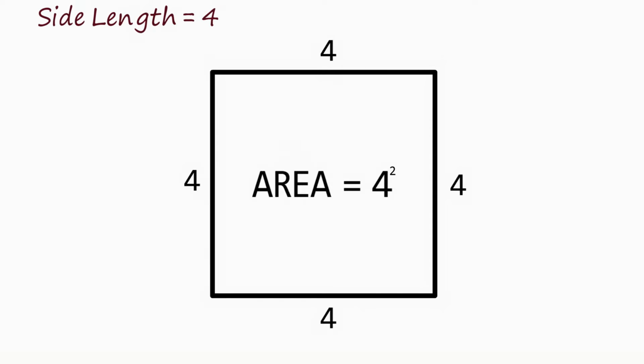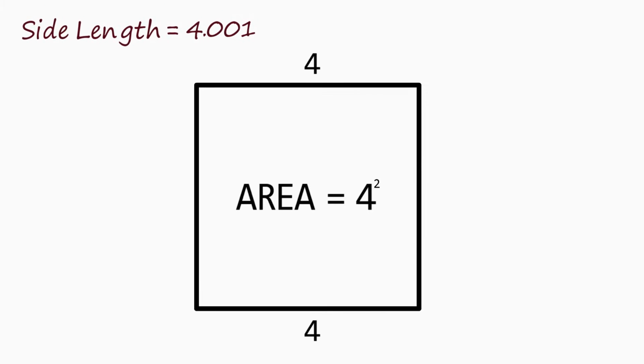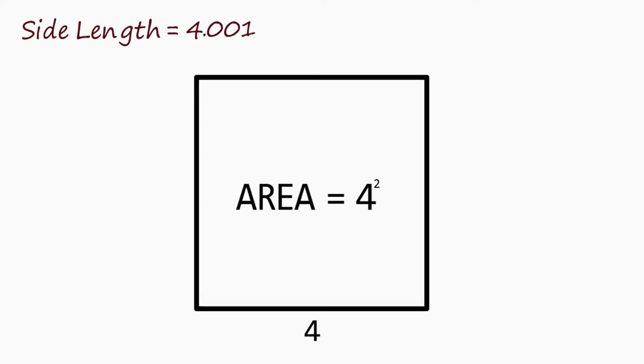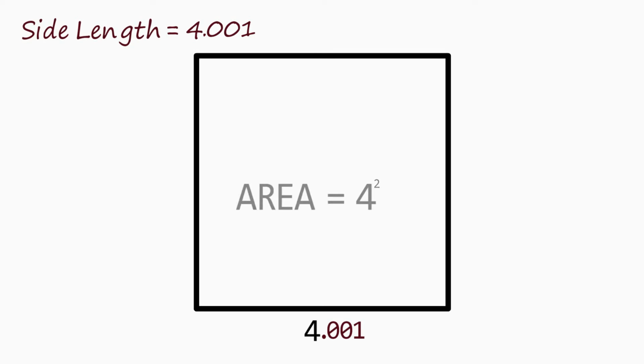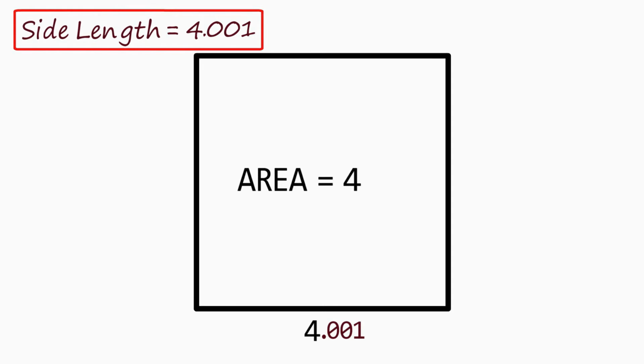Okay, but what if I change this length by a very small value? Like let's say I have increased the length to 4.001. Now this tiny change will cause the entire area of the square to change. Even though it's a very tiny change, still the area changes by a tiny amount. And this is where we start to understand differentiation. How much does the answer change if I change the question?